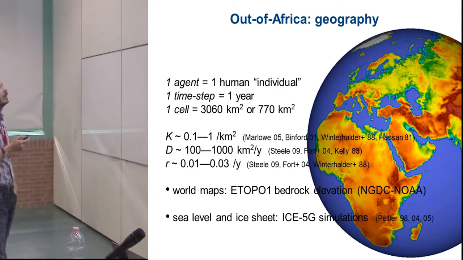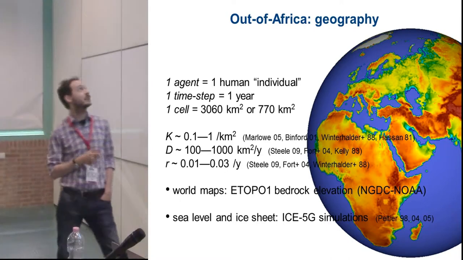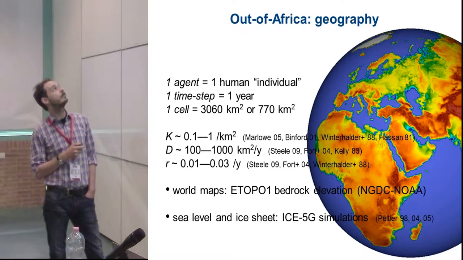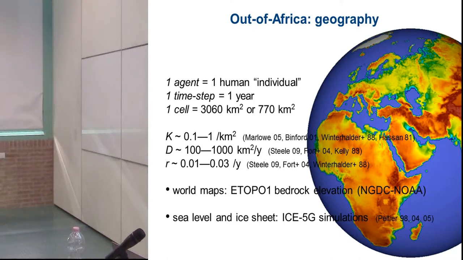And we prescribe the rates of birth, death, and movement so that on large scales we recover the rates that have been observed for modern hunter-gatherer populations. And the data, we take them from NGDC for the altitude, and then the sea level and ice sheet reconstructions come from the PTA simulations.